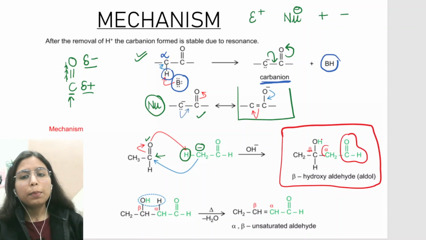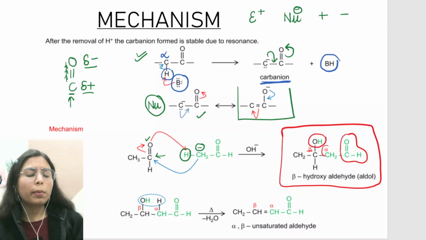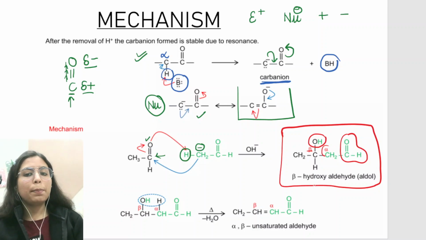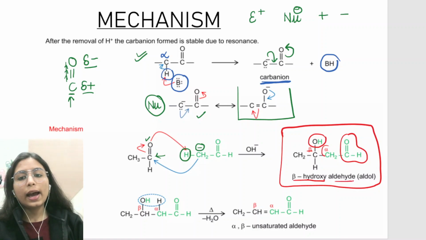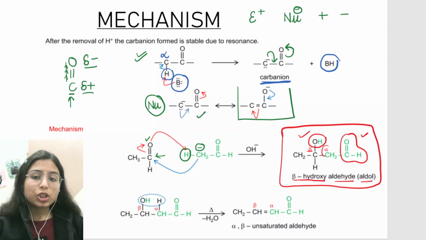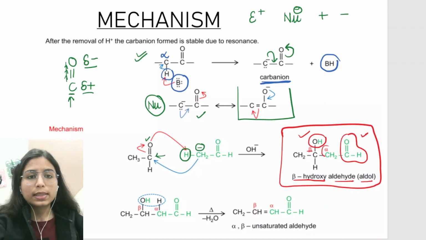So at the beta position, your OH group is present, and while studying the IUPAC nomenclature, we saw that when OH is present as a secondary functional group, then we use the prefix that is hydroxy. So here you will name it as beta hydroxyaldehyde. Now this compound is containing both aldehyde and alcohol, which is why I am calling it as aldol. So this is the reaction that is going to take place.